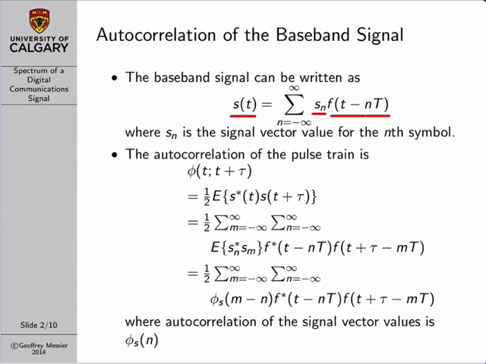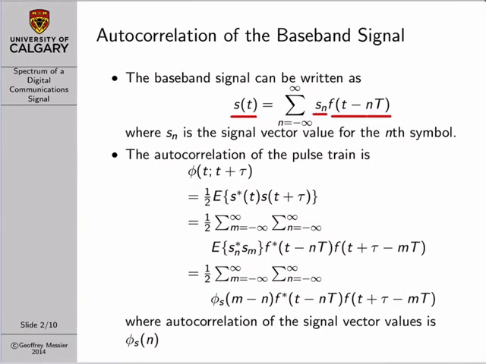Now, the subscript on s, the subscript n on the signal vector value, doesn't indicate the modulation symbol index anymore. Instead, it's a time index. So s_1 would come after s_0, s_2 would come after s_1, and so on.